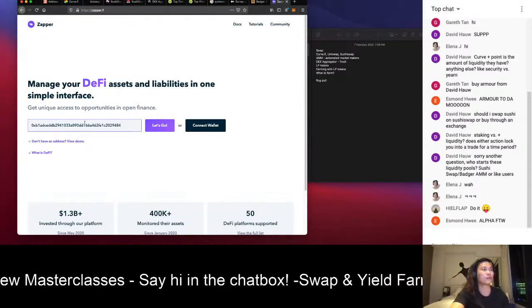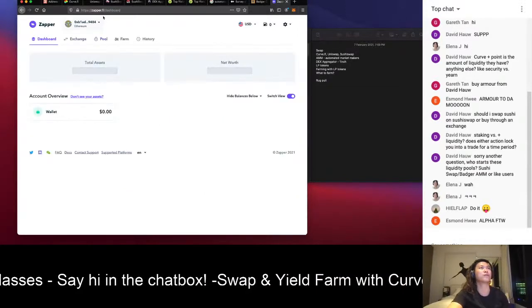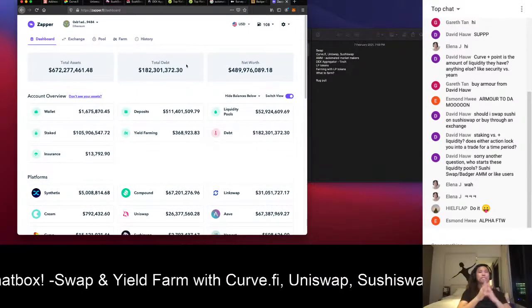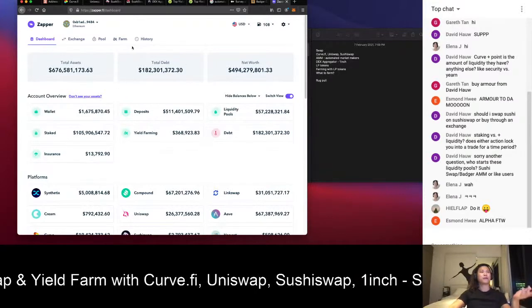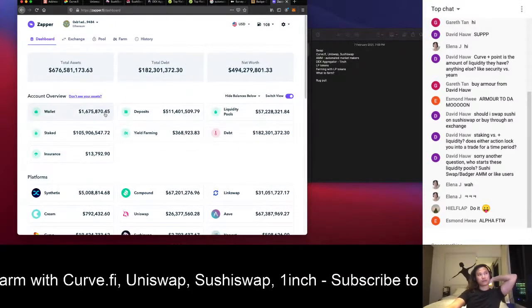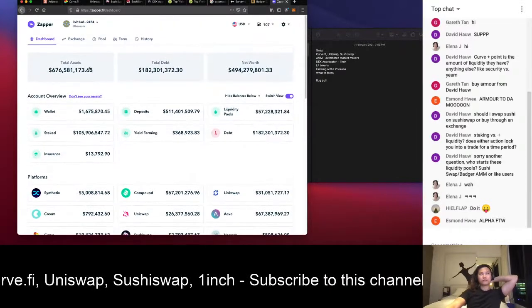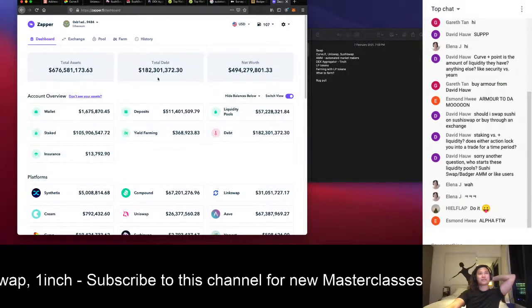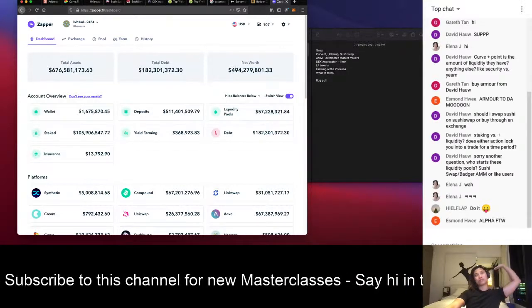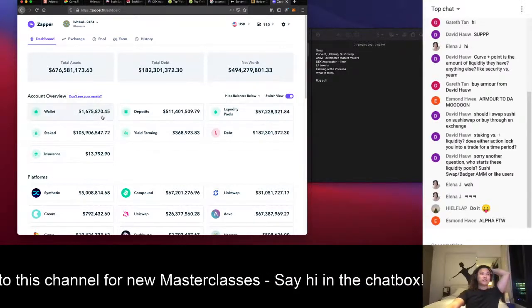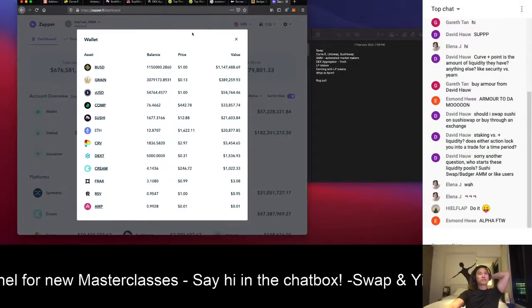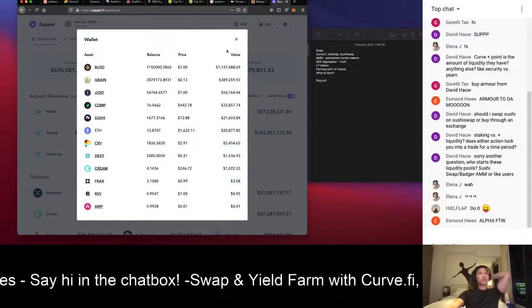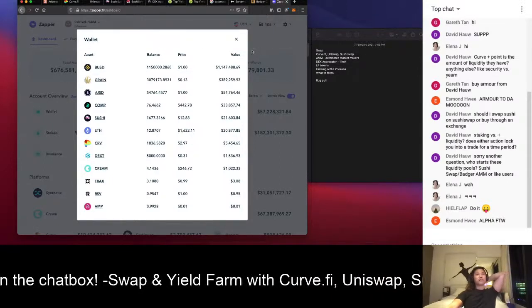So you put your address here, you click let's go on Zapper.fi. Same idea, right? Just a different kind of, they show it to you differently. So we can kind of look at what this guy is doing. Total assets $676 million. He borrowed debt, so the total net worth is 400 plus. This is what is in his wallet. Interesting. Oh, he has a lot of stable coin.